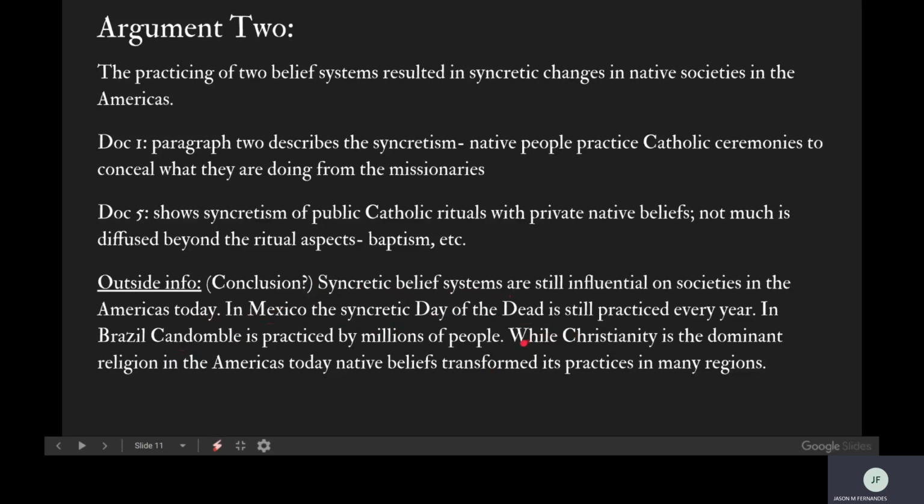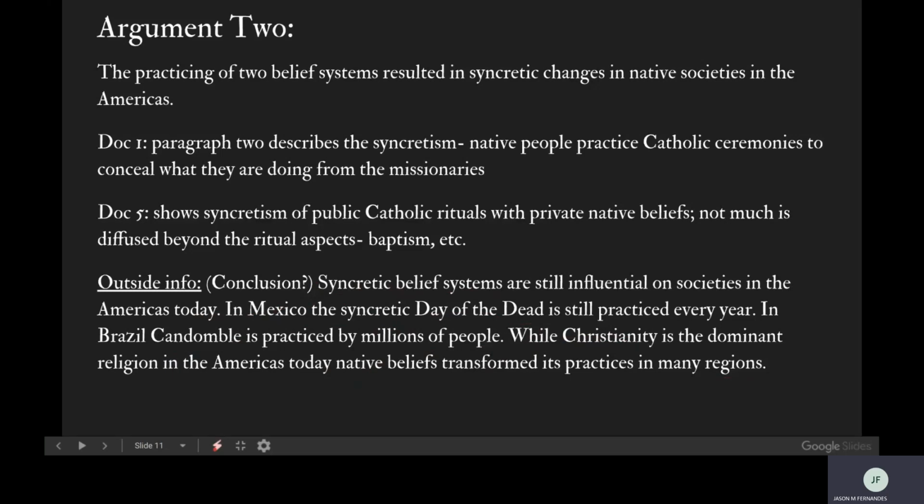And then we can end it with a sentence that shows the complexity of this, though. While Christianity is the dominant religion in the Americas today, native beliefs transformed its practices in many regions. Okay? So I think that would work as a pretty good conclusion that would include your two outside pieces of evidence and make this a little more complex, where you're looking across time periods at continuities and changes that are still here after that end date of 1800.